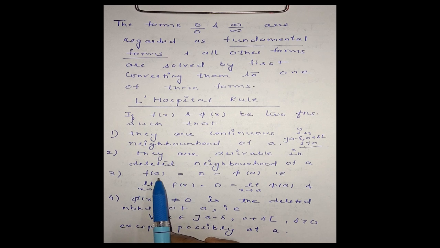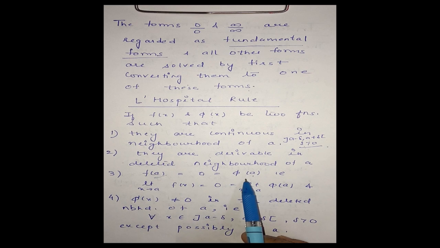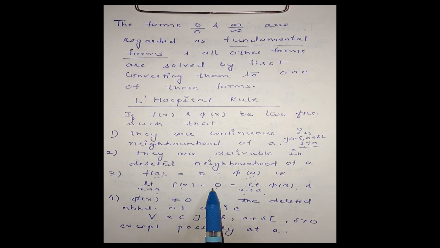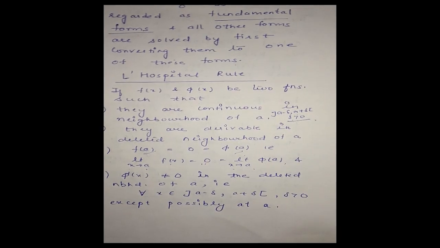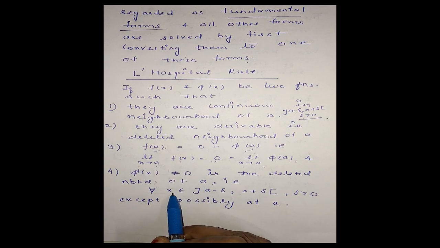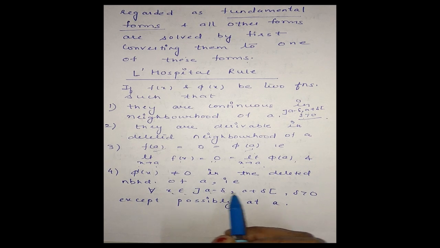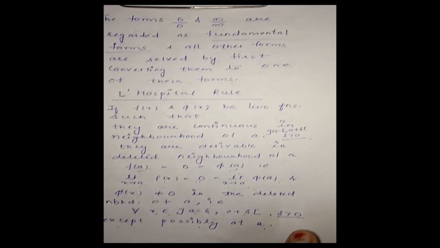And third is f of a is equal to 0 is equal to phi of a. Both f of a is 0, phi of a is 0. That is, limit x tending to a of f of x is 0, and limit x tending to a of phi of x is also 0. And fourth is that phi dash x is not equal to 0 in the deleted neighborhood of a, that is for every x in open interval a minus delta, a plus delta, where delta is positive, except possibly at a. If these four conditions are satisfied, then we have the result.